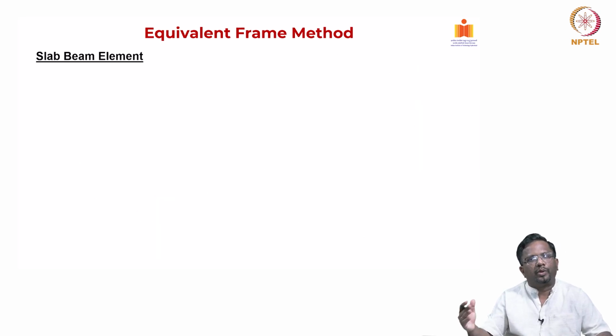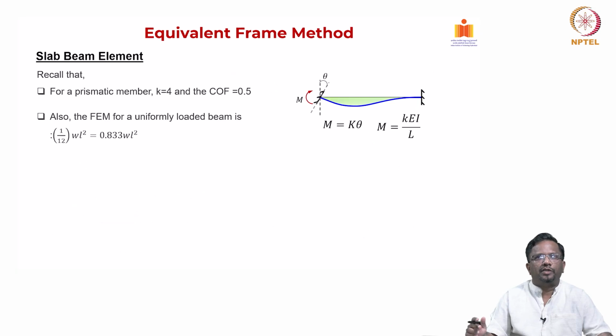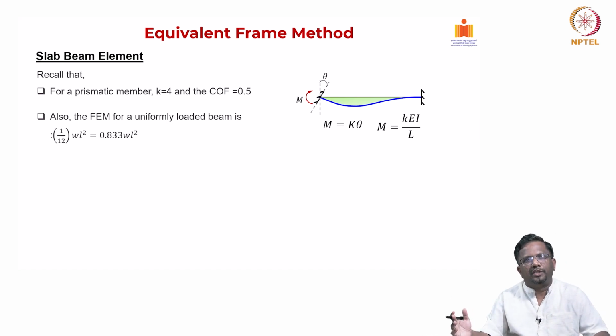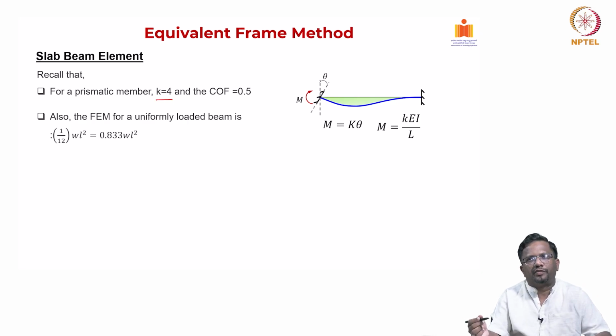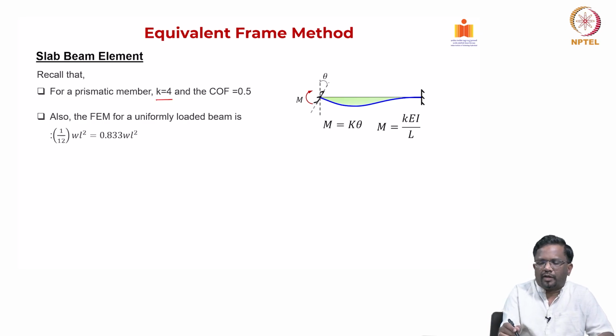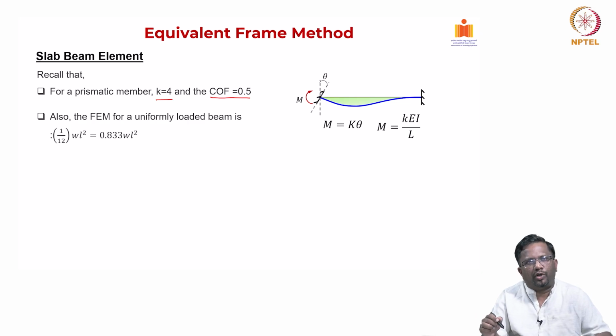So, let us now look at the individual elements. For example, in a slab beam element, we know that for a prismatic member, when we do the moment distribution method of analysis, if your cross section is not going to change, your stiffness factor is taken as 4EI by L, and the carryover factor is taken as 0.5.